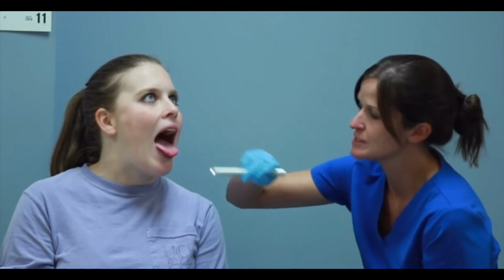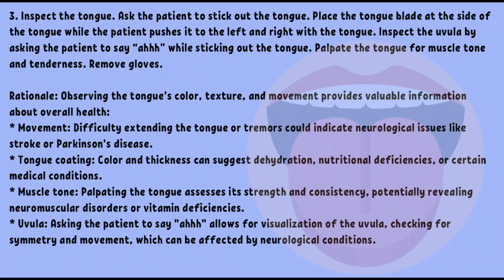Movement: difficulty extending the tongue or tremors could indicate neurological issues like stroke or Parkinson's disease. Tongue coating: color and thickness can suggest dehydration, nutritional deficiencies, or certain medical conditions. Muscle tone: palpating the tongue assesses its strength and consistency, potentially revealing neuromuscular disorders or vitamin deficiencies. Uvula: asking the patient to say ah allows for visualization of the uvula, checking for symmetry and movement, which can be affected by neurological conditions.